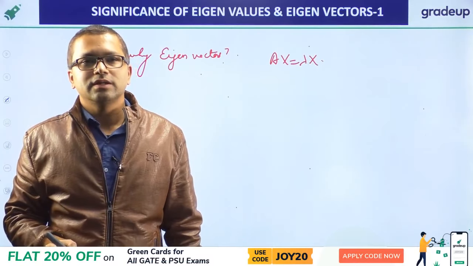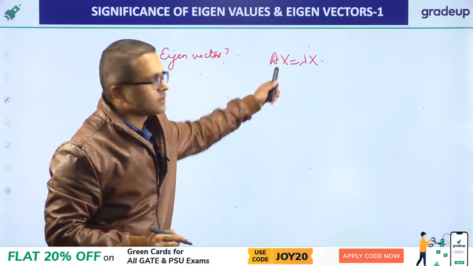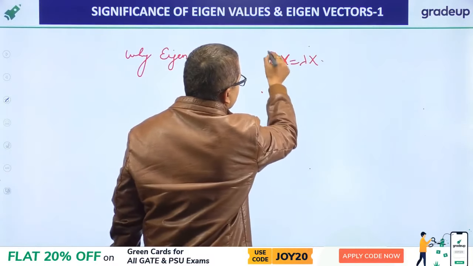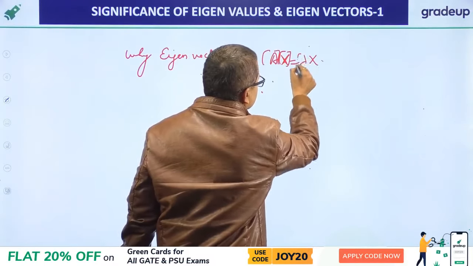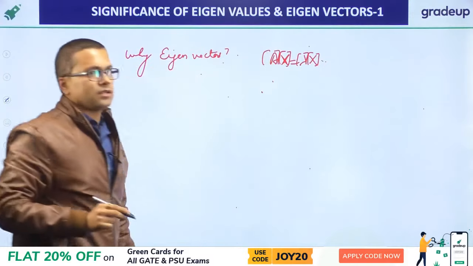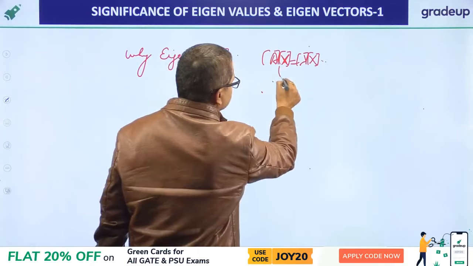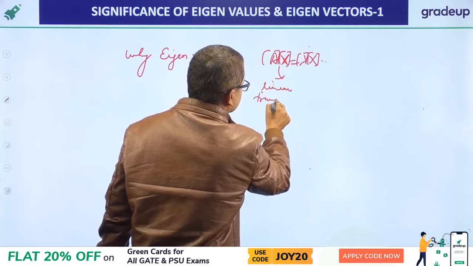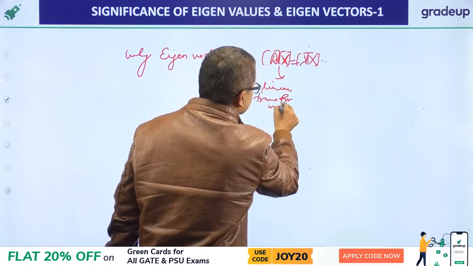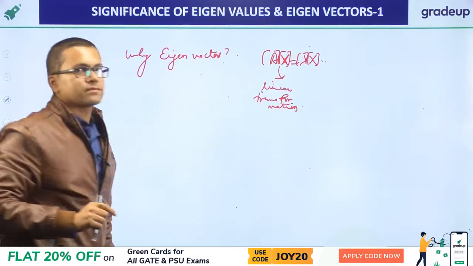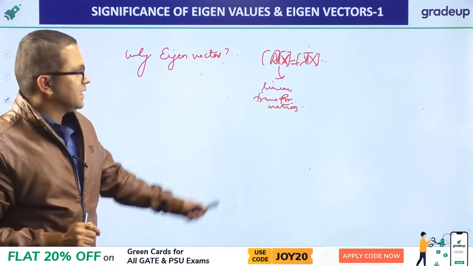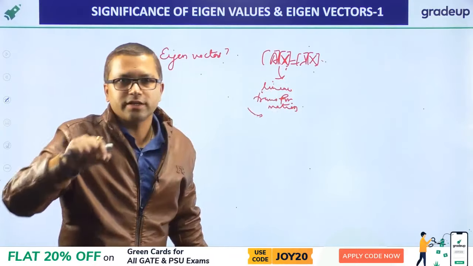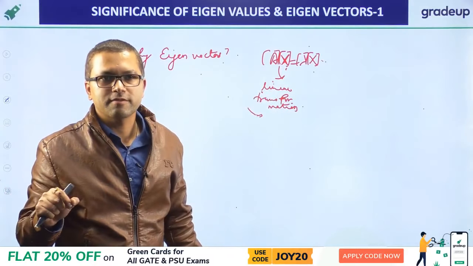All right. Now, let's try to interpret the meaning of this. What is A into x? We have just discussed that A into x is a linear transformation. So the linear transformation should be in the direction of the same vector. This is what it means.